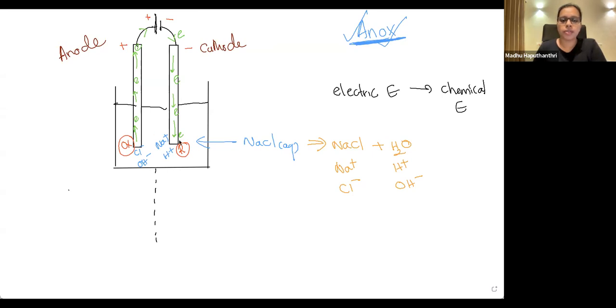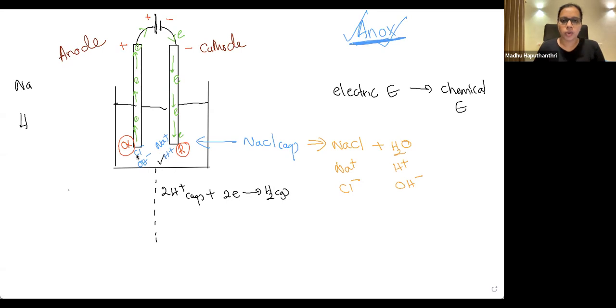Out of sodium and hydrogen, now we have to refer to the reactivity series. Hydrogen is below sodium. I said that in the reactivity series, the ones at the bottom prefer to undergo reduction. So out of these two, hydrogen gets the chance to undergo reduction, which we can write as 2H plus aqueous, plus 2 electrons, goes to H2 gas.